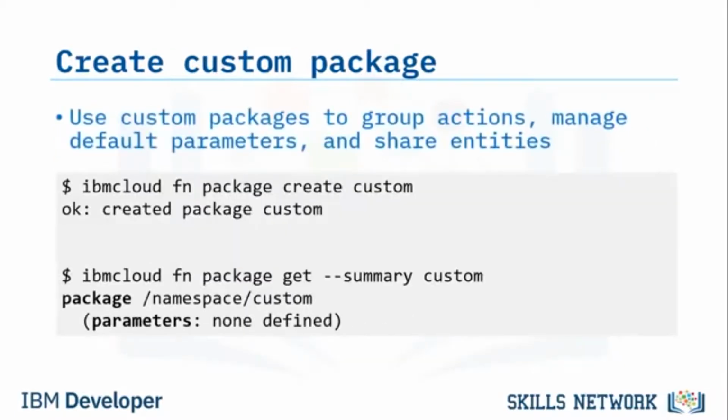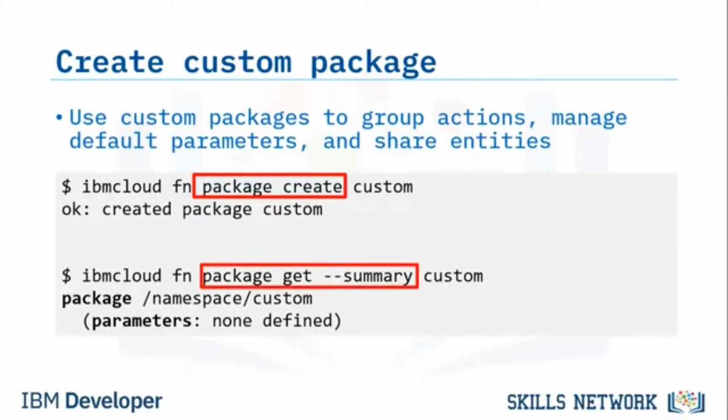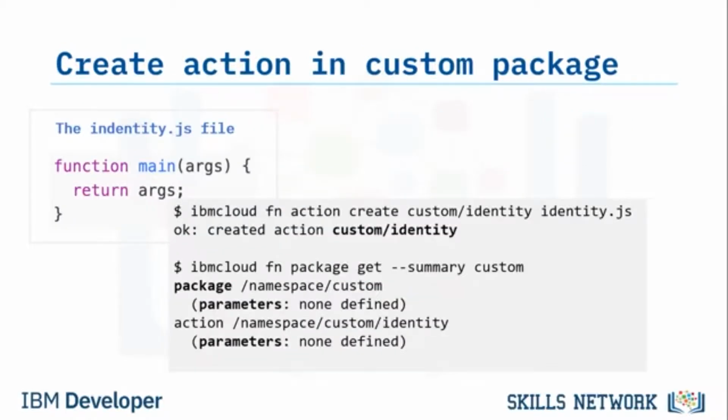You can create a custom package by applying the package create command to group your actions, manage default parameters, and share entities with other users. When you run the package get command with the summary flag, you'll see that the package is empty. The identity.js file contains action code that returns all the input parameters. Use this code to create an action in the custom package using the action create command. You must prefix the package name to the action name. Getting a summary of the package now shows the new action.